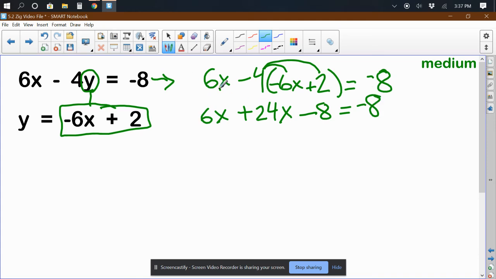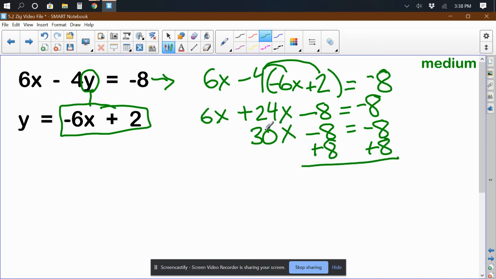All right, let's gather our x's together. 6x plus 24x is 30x. Minus 8 still equals negative 8. Let's finish solving for x here. So let's add 8 to both sides. This cancels out, leaving us 30x. And here, this cancels out also, since negative 8 plus 8 is 0.